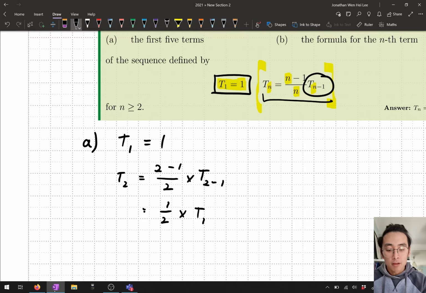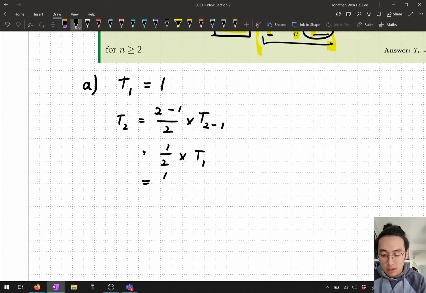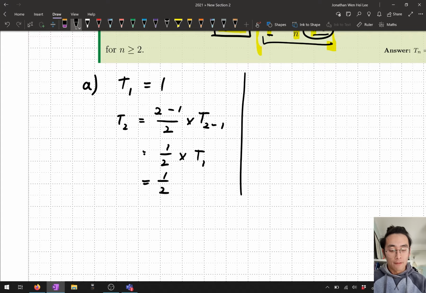So here, if I have n, and I have n minus 1, I'm just taking the previous term and substituting that in. So here, t2 is just half times t1. Okay, so t1 was 1, so this gives me t2 is equal to a half. Okay, we're just going to do that for all 5 of my first numbers.